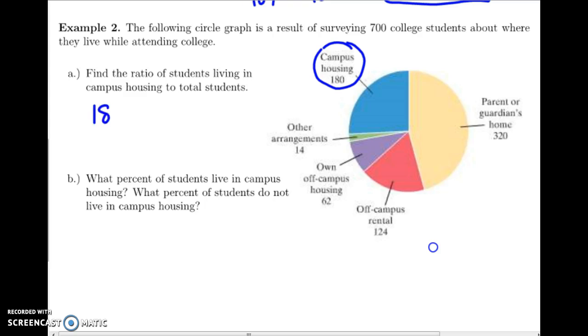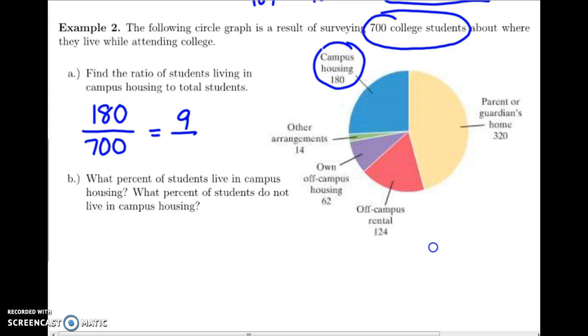So 180 to total students. Well, we could add up all these numbers on this circle graph, but they told us right up here, right? So we don't have to do that. Okay, 700. And you can use your calculator to help you simplify. Obviously, we could divide by 10, cancel 10s out. Also, we could cancel a 2 out. I think we end up with 9 over 35. So that's our ratio.